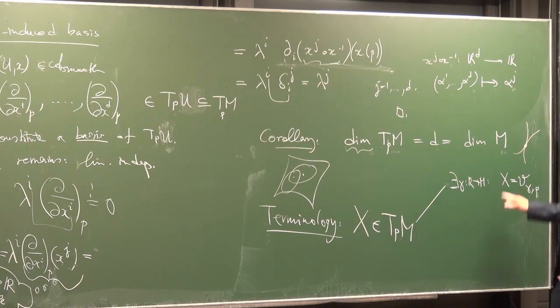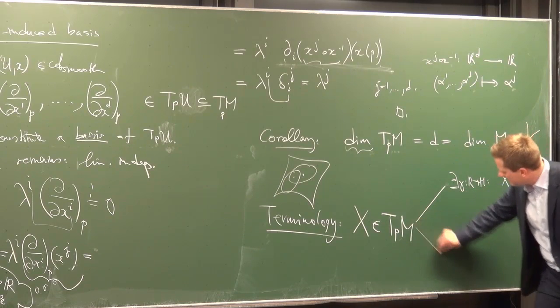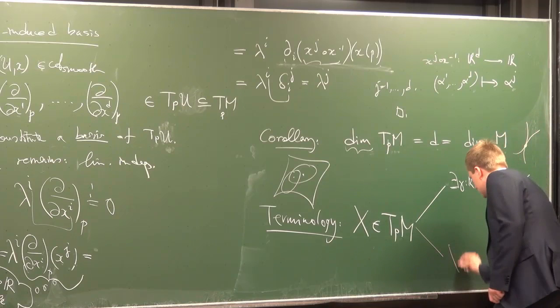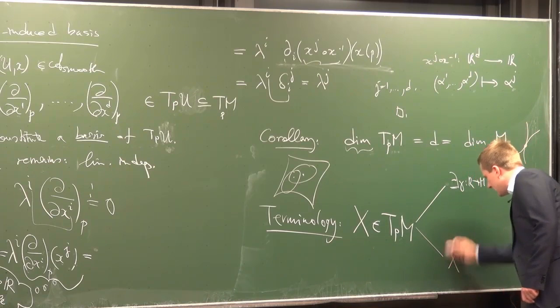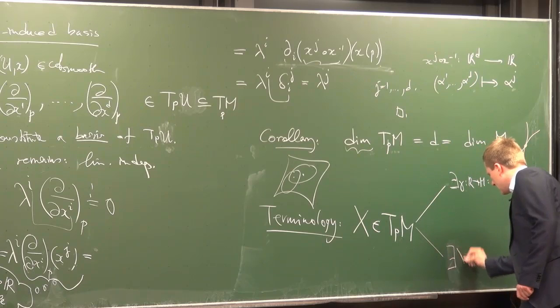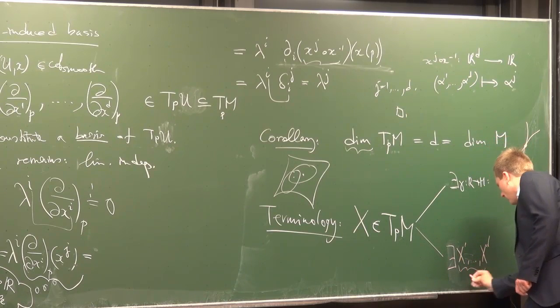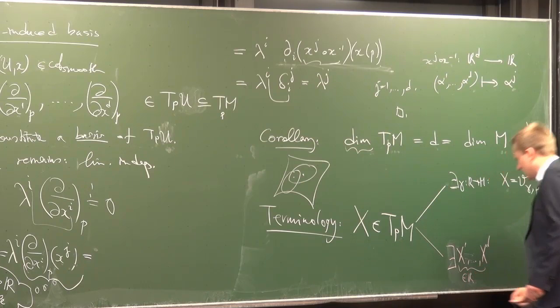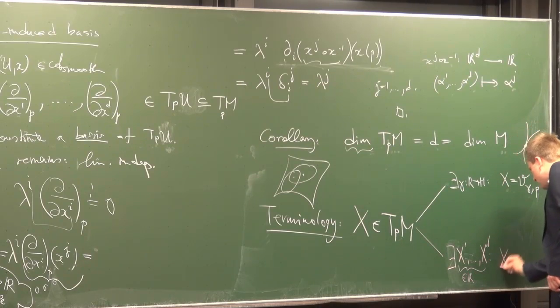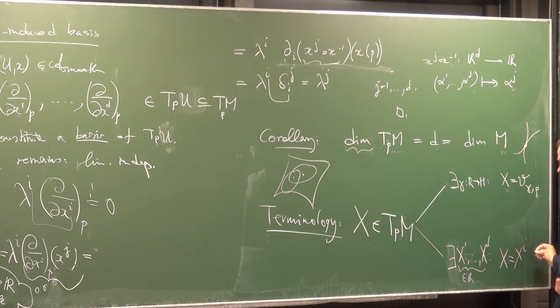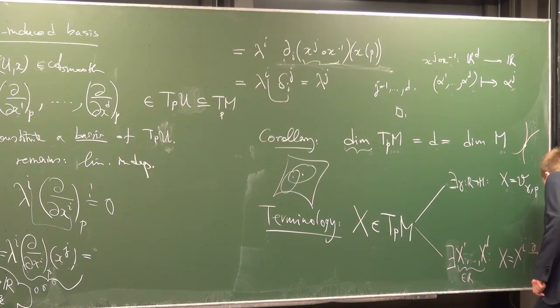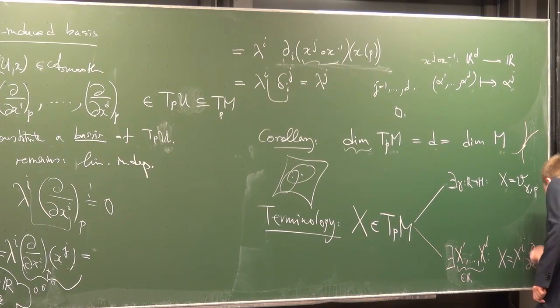We sometimes need, and it always arises like that by definition of TPM. And the second thing you know is, because it's a vector space, you can always find x1 to xd, which are all real numbers, such that x can be written as a linear combination xi d by dxi at p if you have a chart.